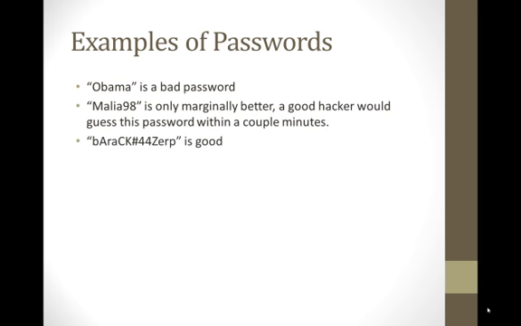So here might be a pretty good example. So here I have a Barack number 44 ZERP. Okay, so you see his last name. I threw in a mix of capital letters. I have a pound sign. He's the 44th president. Well, ZERP is actually prez for president spelled backwards. So by doing that, you have a nice mix of lowercase, uppercase, special characters, numbers, but it's easy to remember. You know, Barack is the 44th president, right?